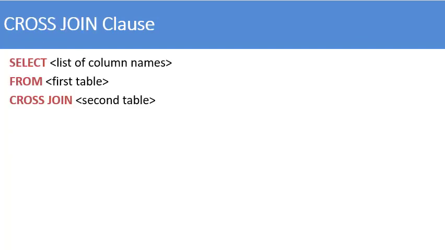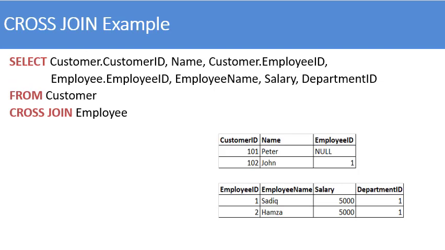Here is the syntax for the cross join SQL clause. Write the names of columns of both the tables separated by commas in the select clause. Then in the from clause, write the name of the first table. Then in the cross join clause, write the name of the second table. Let us see an example.